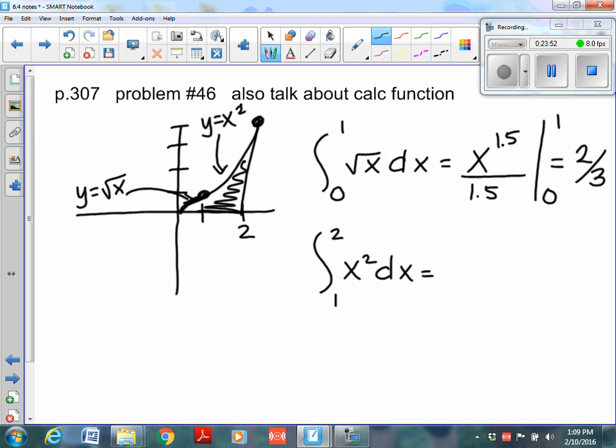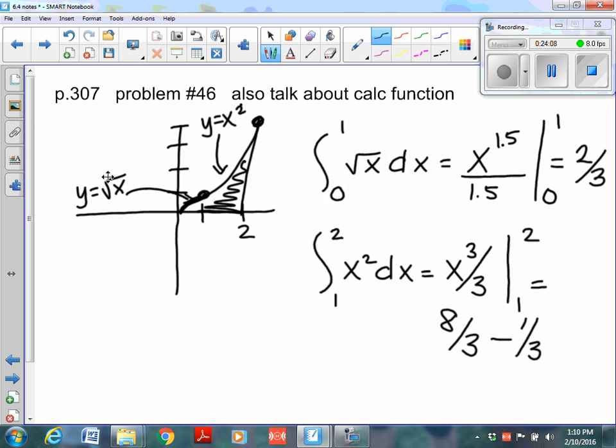This one, if you integrate, it's x cubed over 3 from 1 to 2. When you plug 2 in, you're going to get 8/3 minus the bottom, which is 1/3, which gives you 7/3. And the two added together would give you the area underneath there, and 2/3 and 7/3 makes 9/3, and 9/3 is 3 units squared.